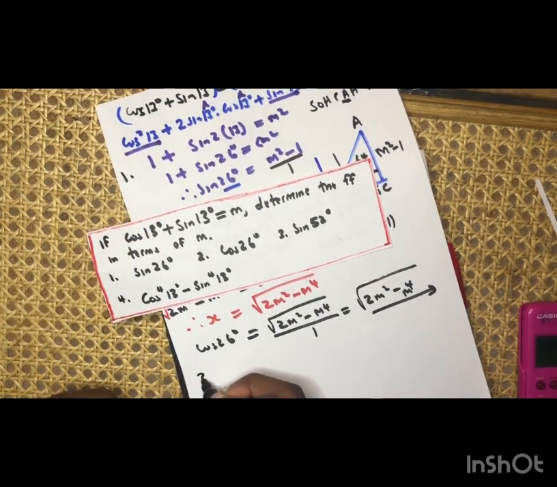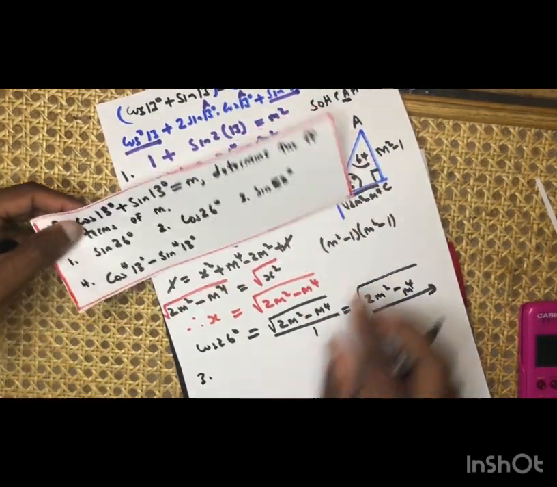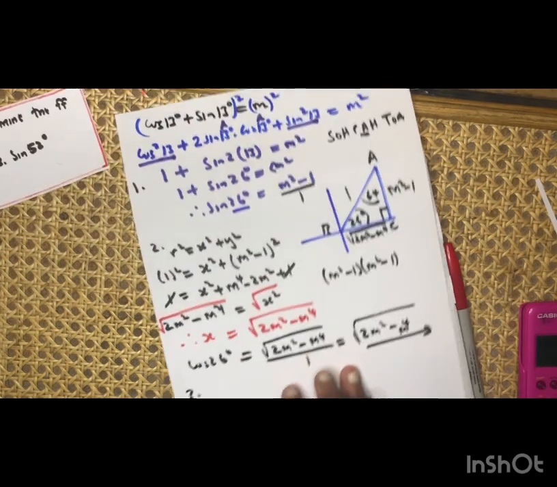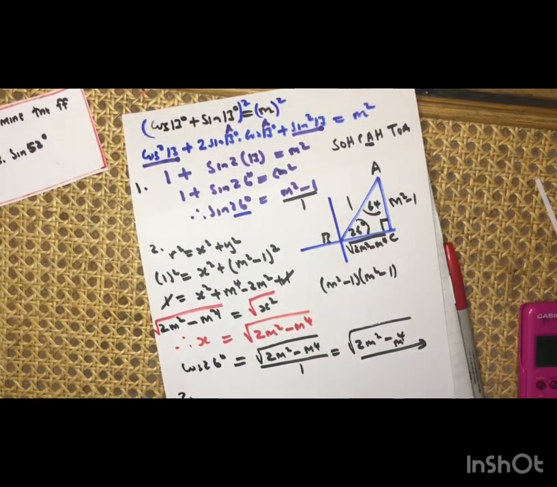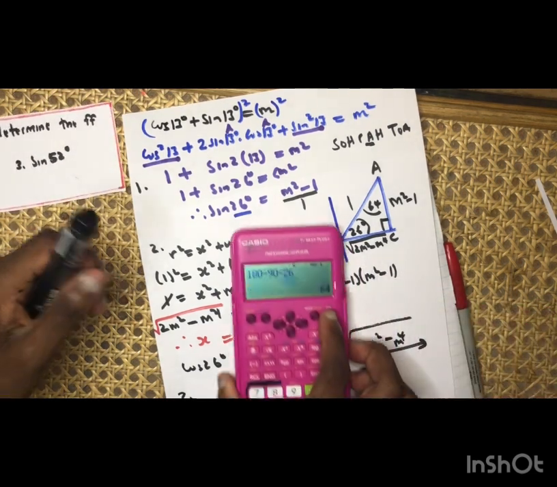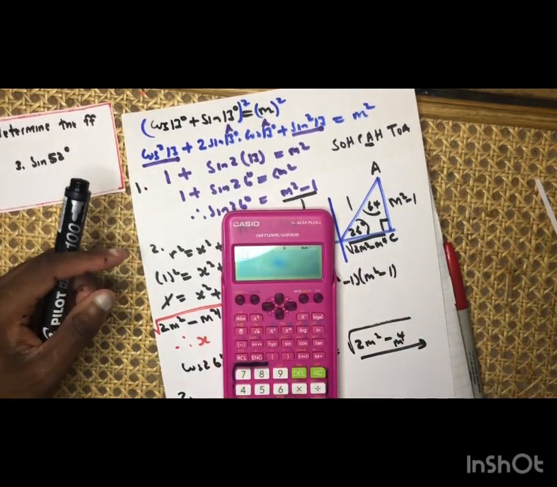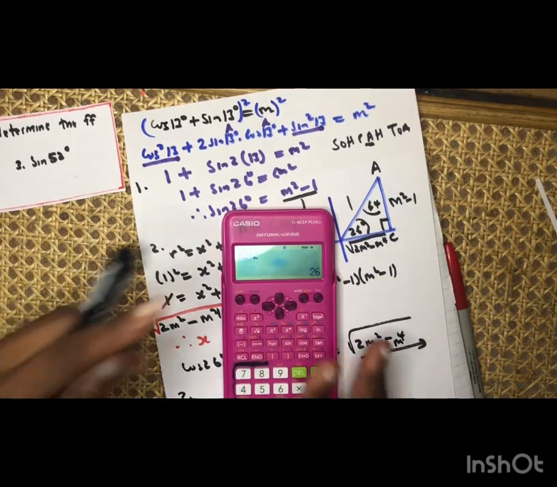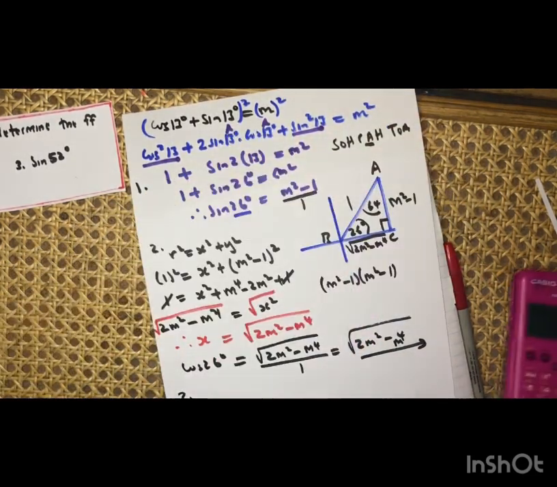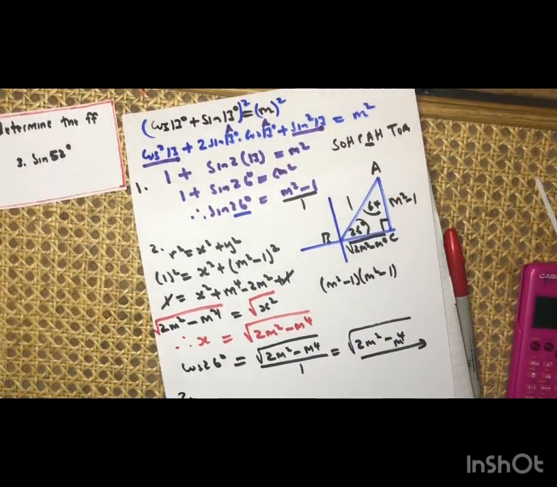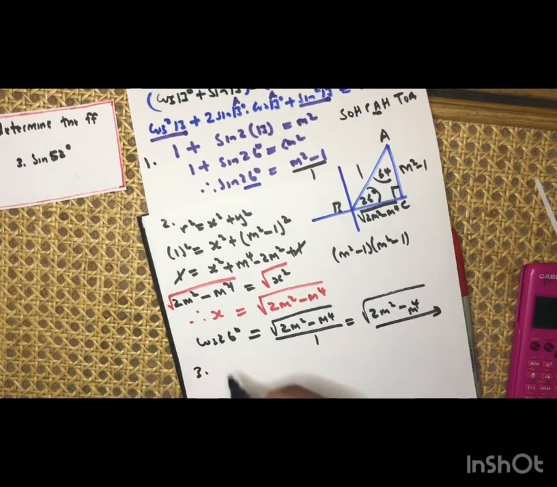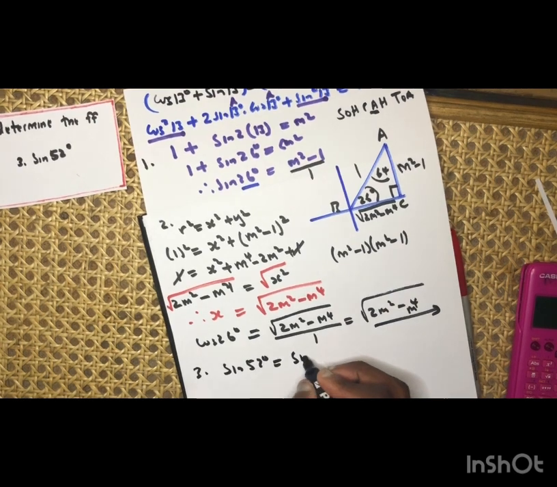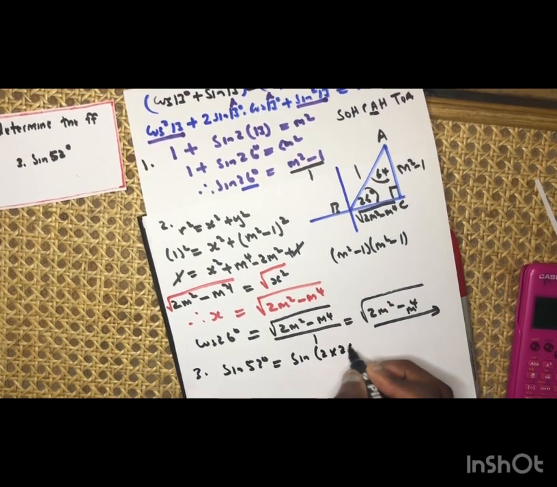Number 3, guys, they want a sine 52. Sine 52. So then you need to ask yourself, do we have 52 here? No. But 52, guys, is an even number. So I say 52 divided by 2 is 26. So we get the angle here. So which means 52 now will be our double angle. So I'm going to say sine 52 degrees is equal to sine 2 times 26.